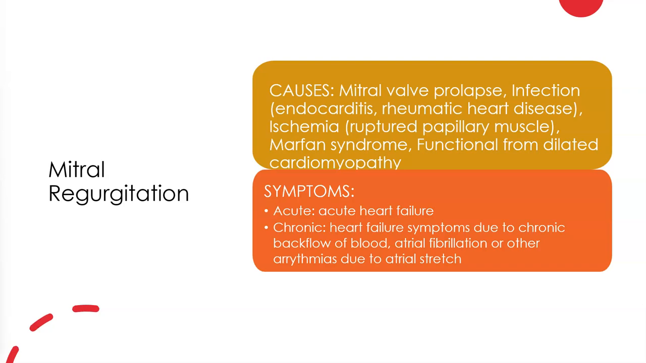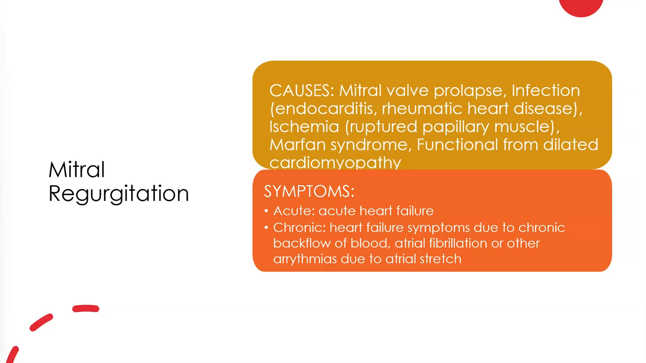If you said A, the mitral valve, you are correct. This patient has Marfan syndrome, a genetic connective tissue disease that classically causes mitral regurgitation and aortic root dilatation or dissection. Mitral regurgitation can also be caused by progression of mitral valve prolapse, infections like endocarditis, and functional regurgitation due to stretching of the valve and dilated cardiomyopathy.